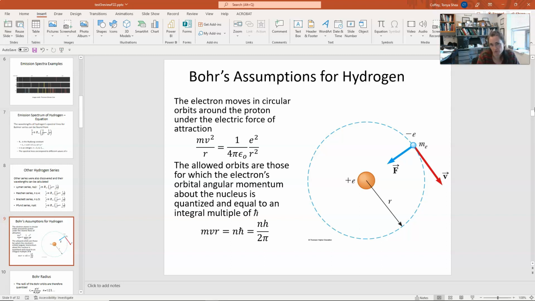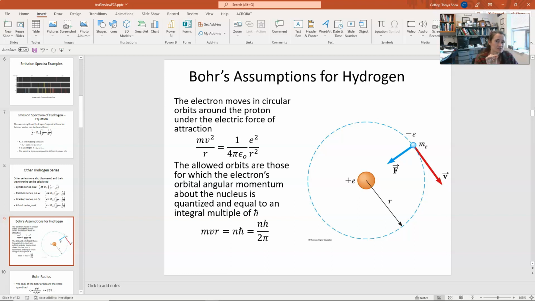The problem, though, with this model was the idea that it's a charge, right? The electron's a charge, and folks knew that accelerating charges would radiate away energy. And so the idea was it's an electron in a circular path. By definition, it's accelerating because it's moving in a circle. And so what that means is that it would radiate away its energy until it spiraled in and hit the nucleus. But what Bohr did was he said, okay, but that doesn't happen if it's in certain allowed orbits.